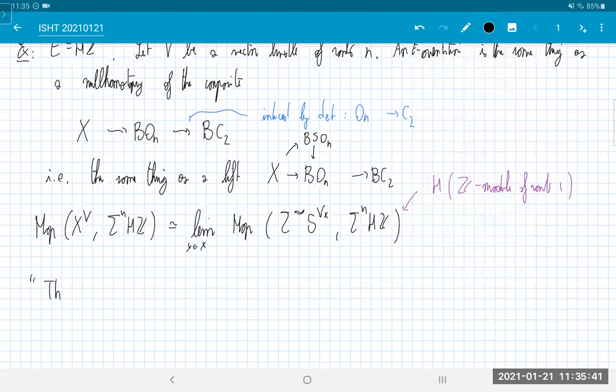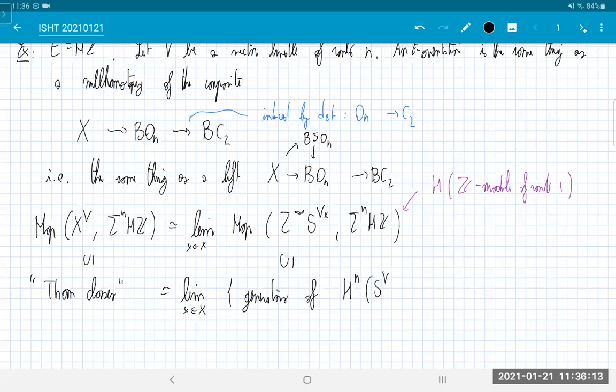And so if I take the subspace of Thom classes here, this is the limit of the set of generators. How should I denote this? Well, it's the set of generators of H^n(S^V; X), I guess. This is a Z-module of rank 1. Sorry, maybe I should mention this is exactly H^n of S^V X.